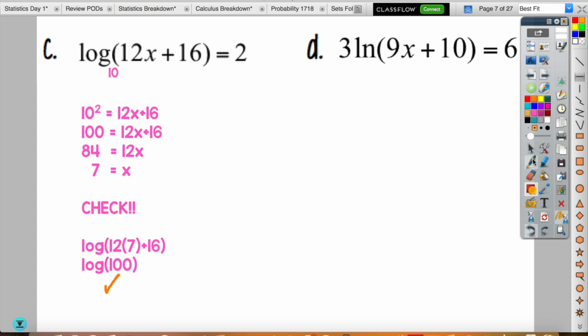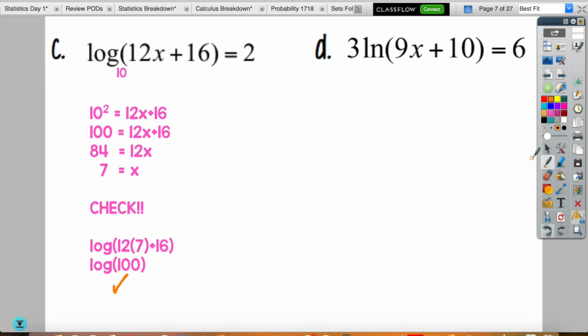Can you repeat the steps to check? You just plug it in, and I mean we could do this. 12 times 7 is 84, plus 16 is 100. Log base 10 of 100 is 2. It equals 2.